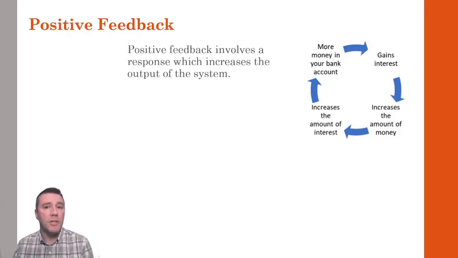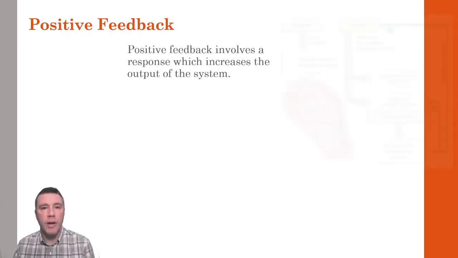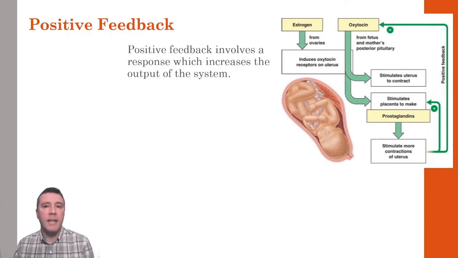So, what biological example exists for positive feedback? A great one involves childbirth. At the end of a pregnancy, the hormone estrogen makes the cells of the uterus sensitive to oxytocin. Oxytocin triggers the uterus to contract and stimulates the placenta to produce hormones called prostaglandins. They, in turn, lead to more oxytocin release and even more contractions. This escalation of hormone release and contractions continues until the baby is expelled.